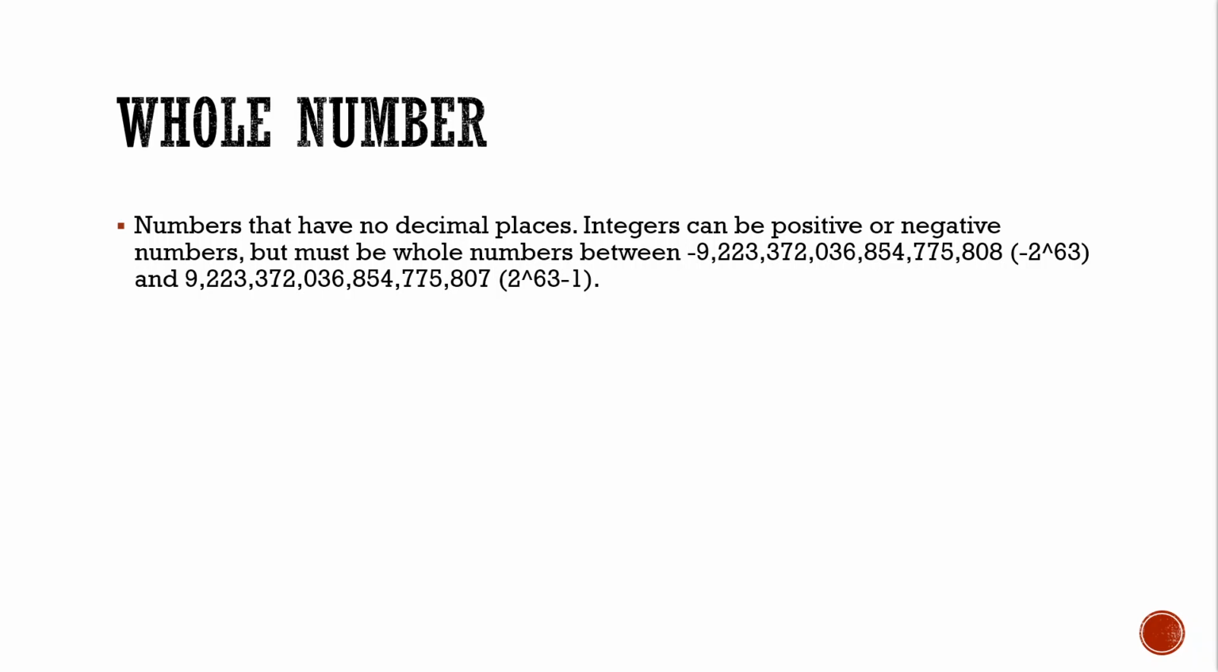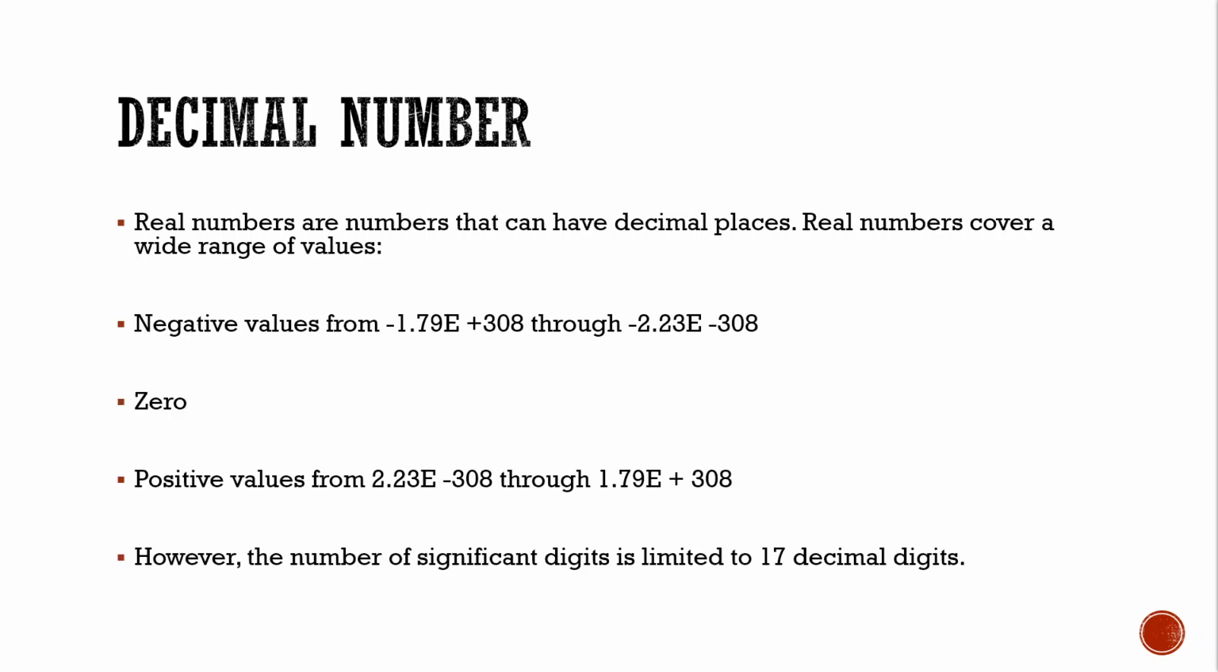These are the following data types that can be entered, by category. Whole number: numbers that have no decimal places, integers that can be positive or negative in number. Examples are 1, 2, 3, 4, 5, all whole numbers. Decimal number: real numbers that contain decimal places. Real numbers cover a wide range of values that includes decimal places.